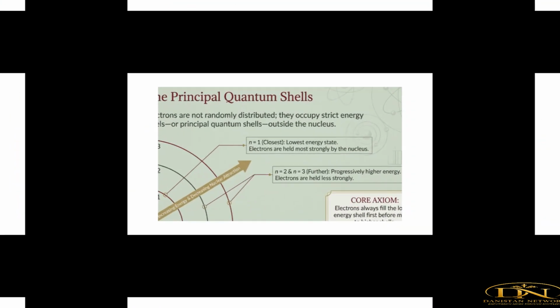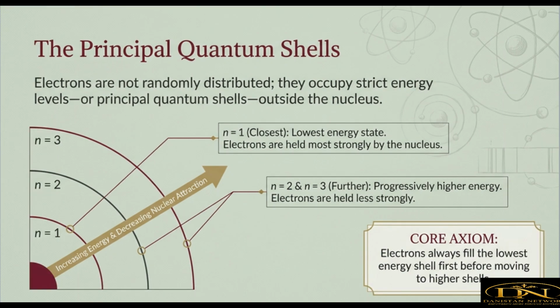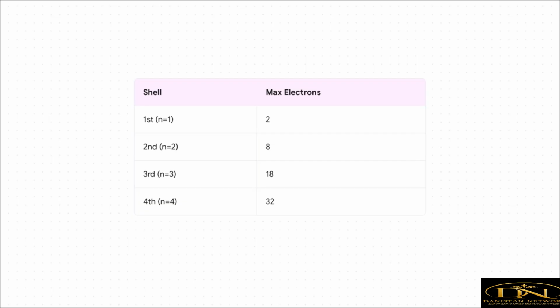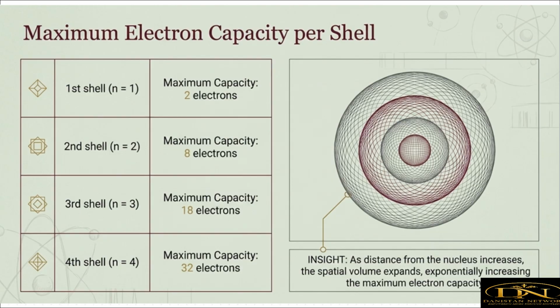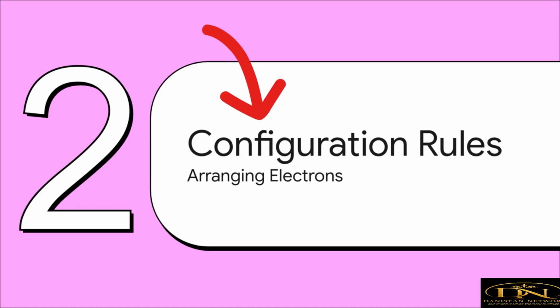Here are the core details regarding this topic. Review them intently for their being crucial for your finals. Now, these shells can't just hold an infinite number of electrons. There are strict mathematical limits. The first shell, n equals 1, maxes out at just 2 electrons. The second shell, n equals 2, can hold 8. Move to the third shell, n equals 3, and that capacity expands to 18. Finally, the fourth shell, n equals 4, can hold a massive 32 electrons. The rule of thumb here: electrons are always going to fill that lowest energy shell first before they ever move outward. Section 2. Rules of electronic configuration.